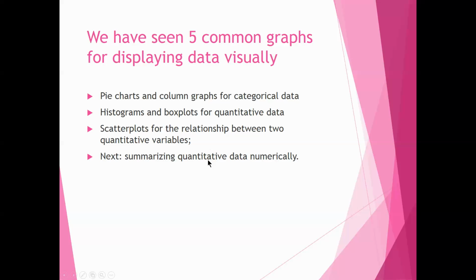Okay, so in this short screencast, we've seen 5 of the common graphs for displaying data visually. Pie charts and column graphs are for one categorical variable. Histograms and box plots are for one quantitative variable. And scatter plots for the relationship between 2 quantitative variables. In our next screencast, we'll see how to summarize quantitative data numerically.